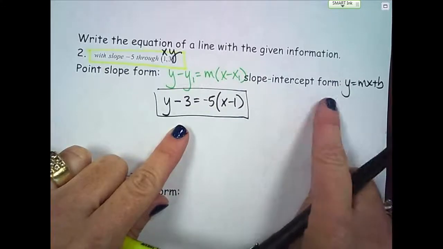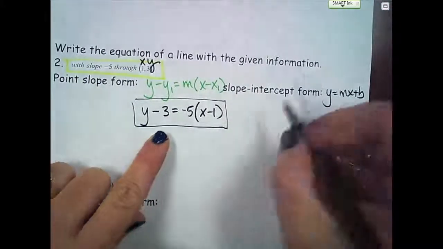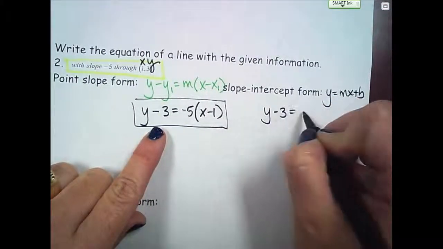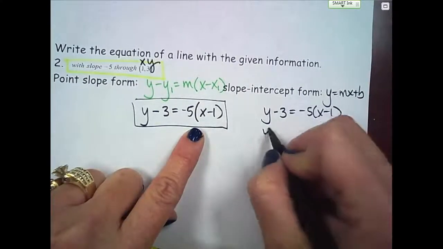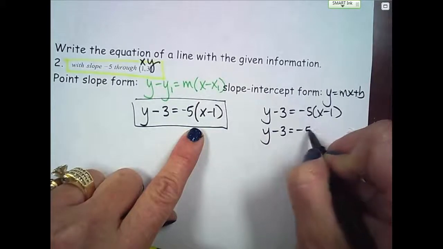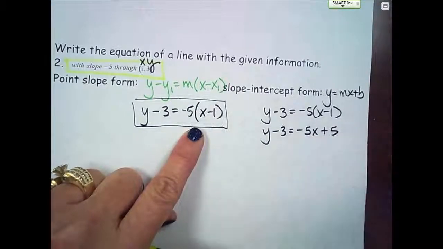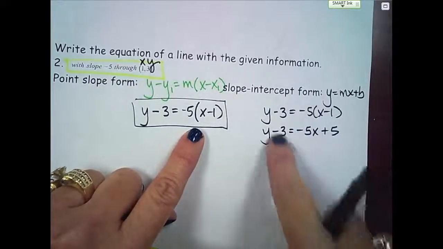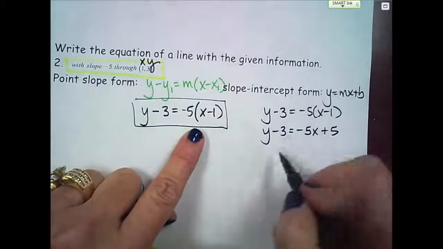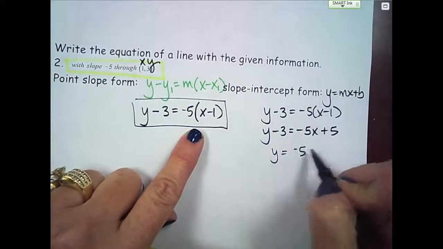Or slope-intercept. Okay, so you're going to start by y minus 3 equals -5 times x minus 1. We're going to distribute the 5. Be careful, it becomes -5x plus 5. And then move the 3 to the right by adding it.